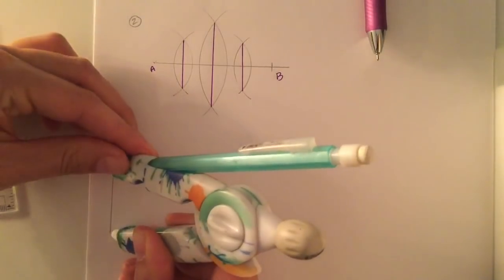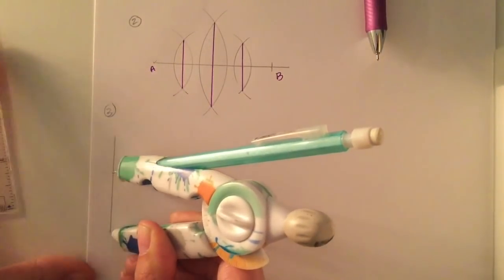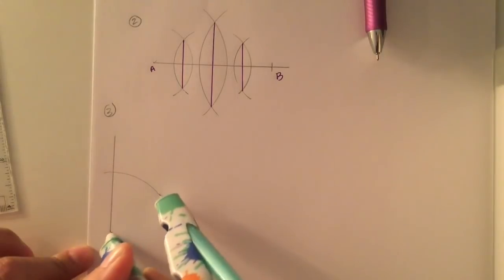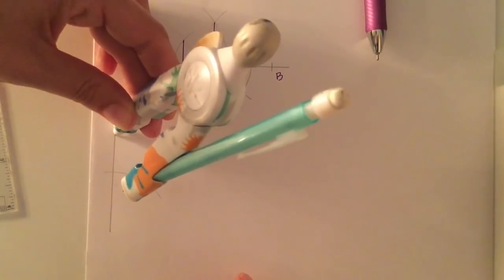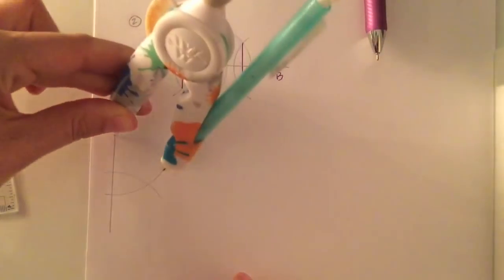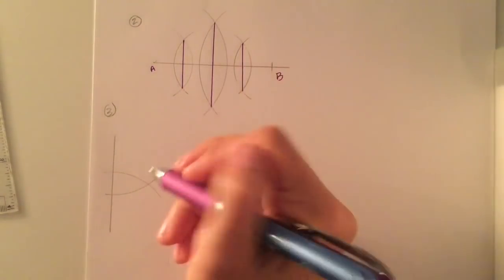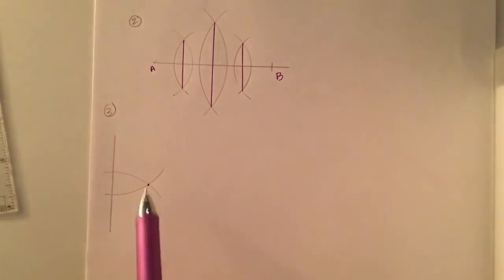So what I'm going to do is I'm going to start off with one setting. I'm going to open my compass more than halfway, draw my arc from one end point, keeping the compass setting the same. I'm going to turn it around and draw the same arc from the other side. So I have one point that is equidistant to the two end points.